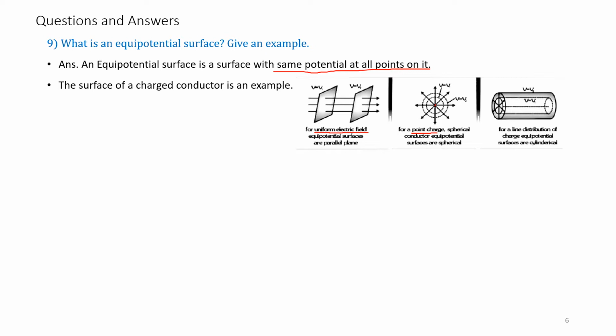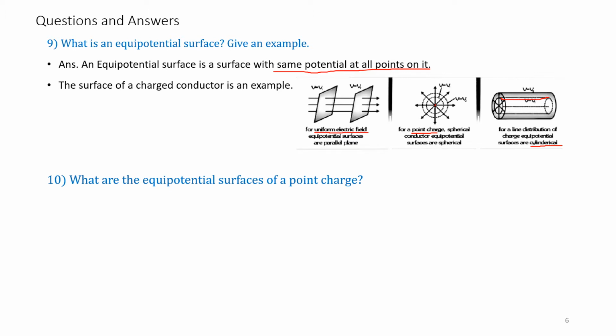This is a charged conductor, a rod or a cylinder, a line distribution. The equipotential surface is cylindrical. That is, the entire cylinder is an equipotential surface for a rod, the charged conductor.